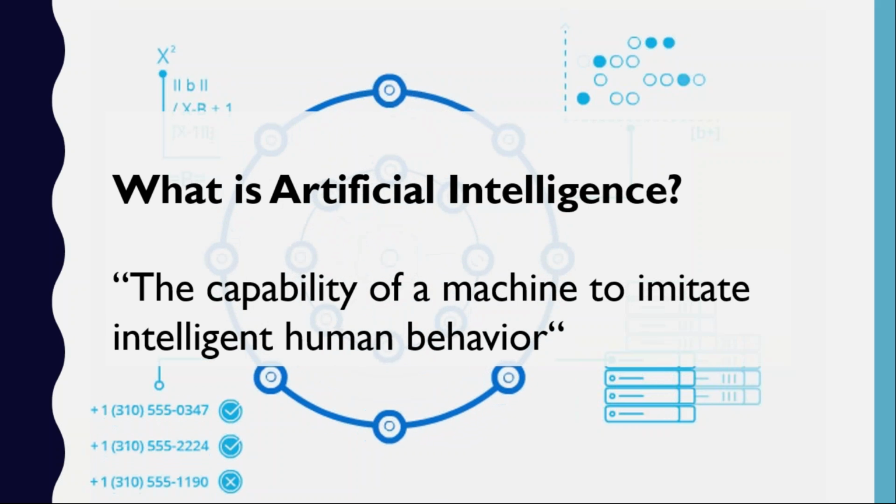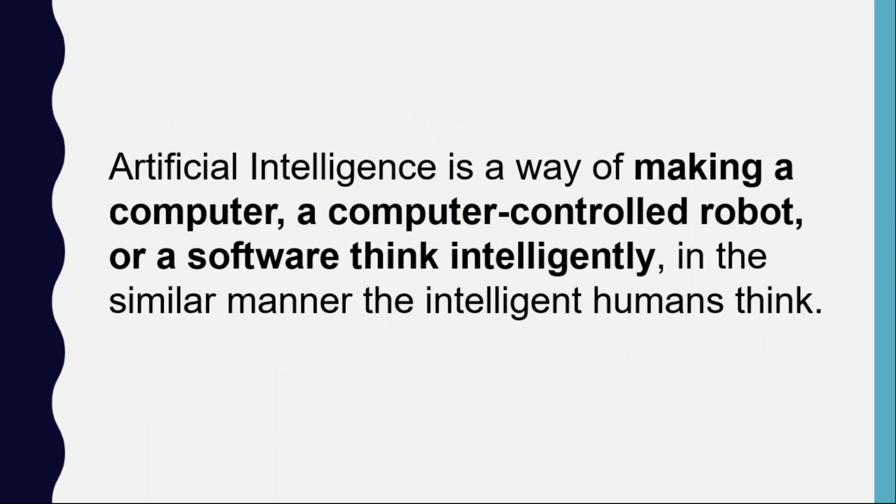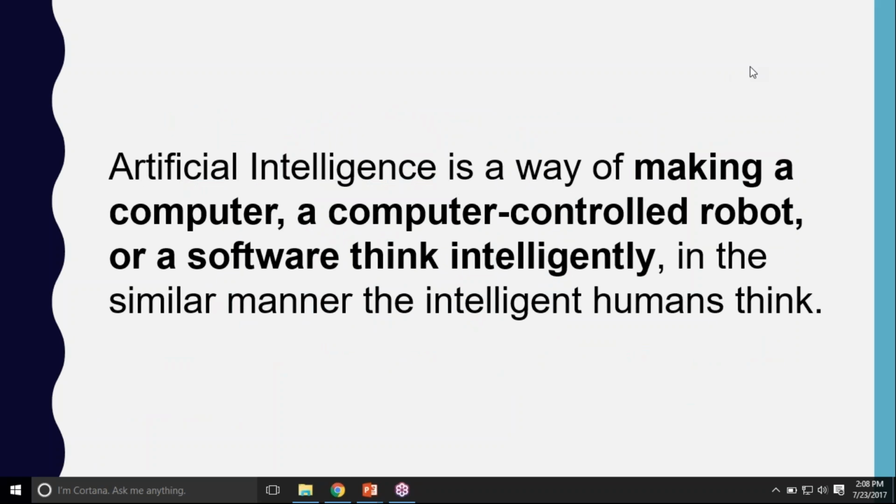So let's go ahead and discuss the other part. Other than this definition, another definition of AI could be that AI is an intelligent way of making a computer or a computer-controlled robot think intelligently in a similar manner as humans think. That's the idea: to make a machine think the way humans think, or take a decision the way humans take.